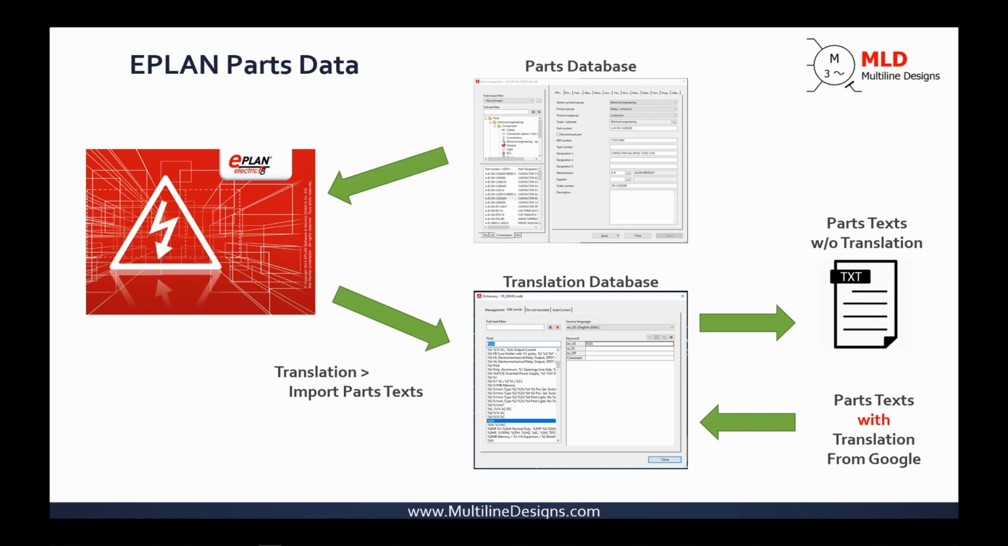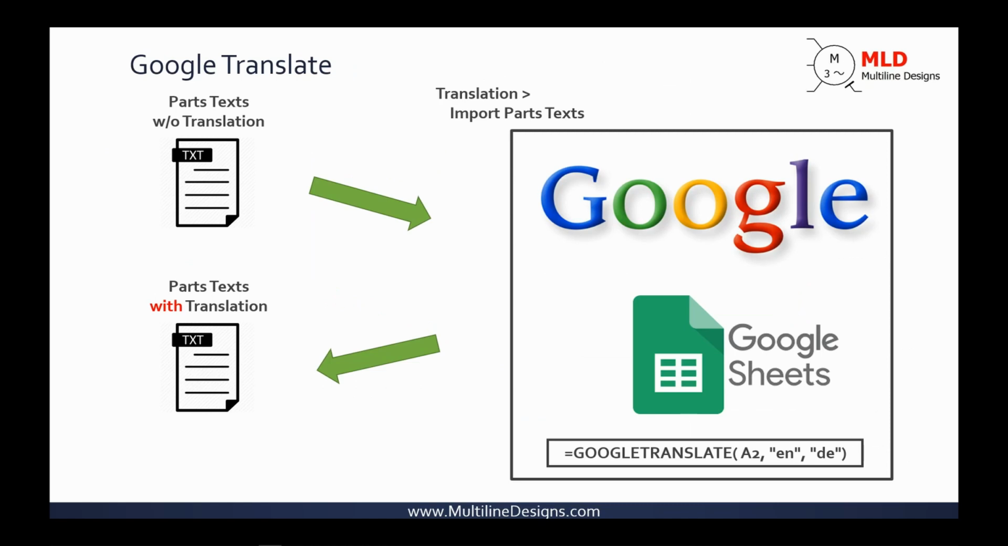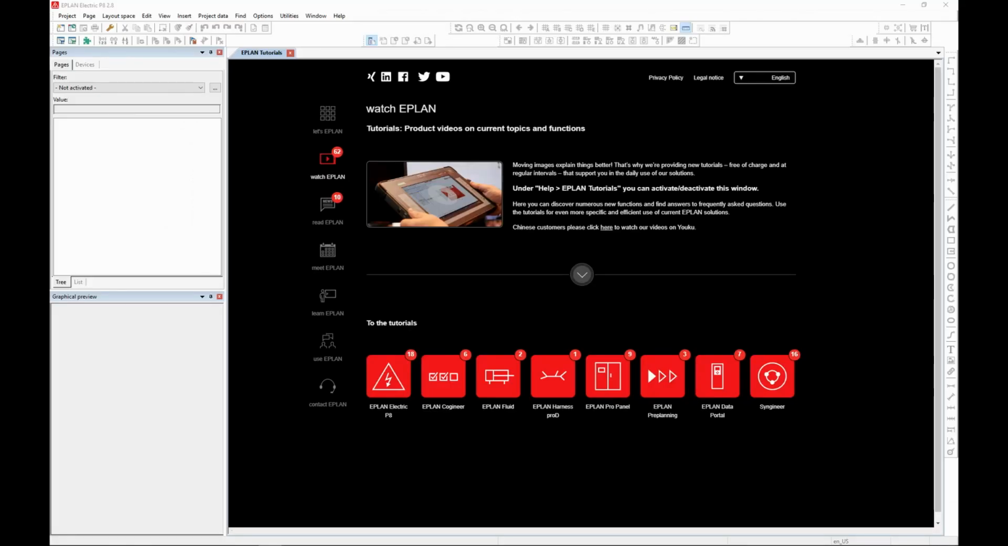The process can be seen here in this diagram. First, we'll use the tools built into EPLAN to move the data out of the parts database and into the translation database. We'll then export the data to a text file. Next, we'll open a Google Sheets document and import the text data. We'll then use a Google Translate function, which is built into the Sheets app, to translate the data. Once we have completed the translation, we'll export the data back to a text file and bring it back into EPLAN.